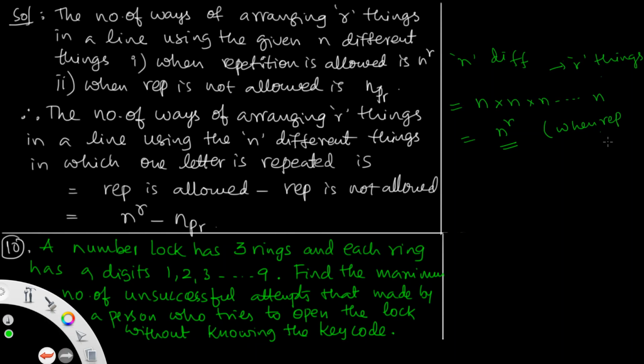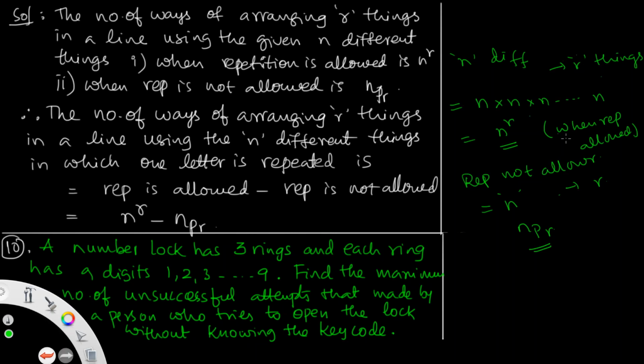When repetitions are allowed. So next, when repetitions are not allowed. That is nothing but using n different things to form an r-letter word. That can be arranged in nPr ways when repetitions are not allowed.